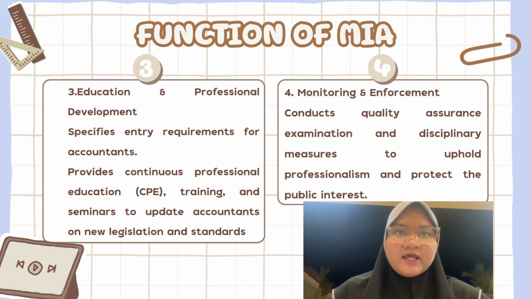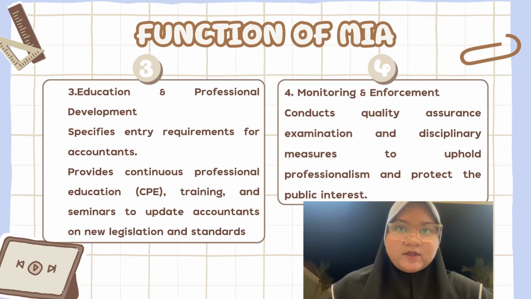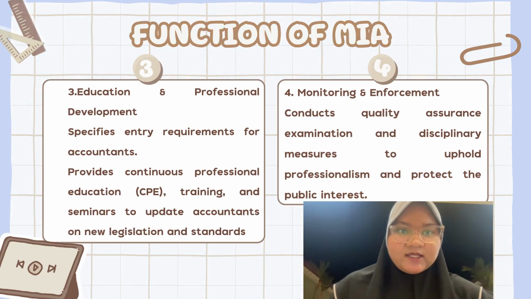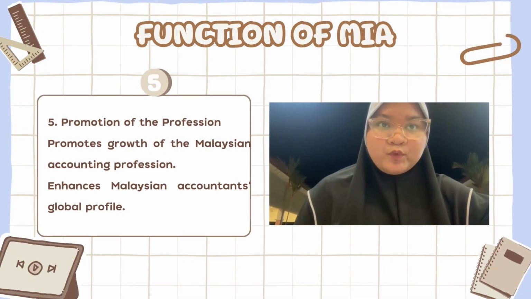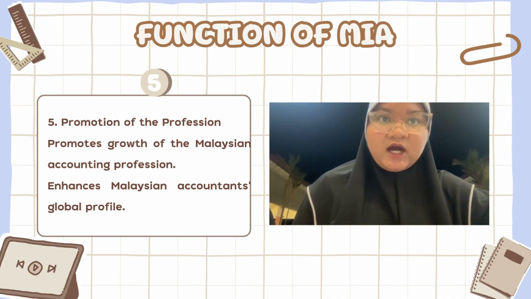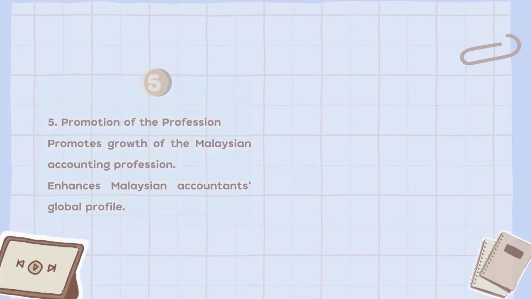Number 3, education and professional development: specific entry requirements for accountants, and provide continuous professional education, CPE, training and seminars to update accountants on new legislation and standards. And the last one, number 5, promotion of the profession: promote growth of the Malaysian accounting profession and enhance Malaysian accountants' global profile.